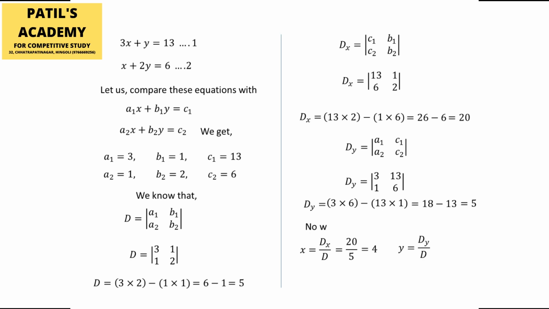Similarly, y is equal to Dy upon D. So y is equal to 5 upon 5, which is equal to 1. Thus the value of x is 4 and the value of y is 1.